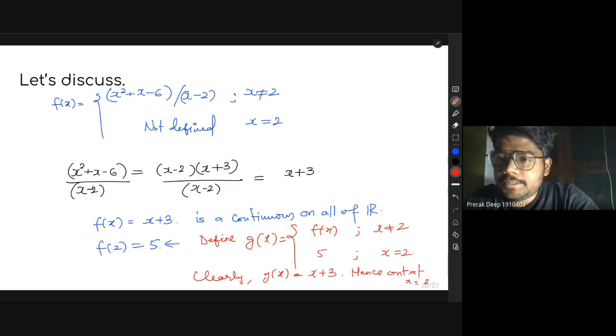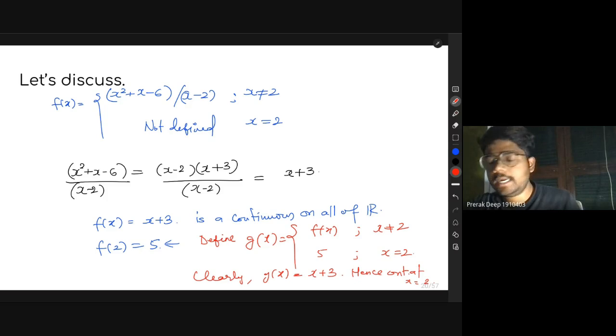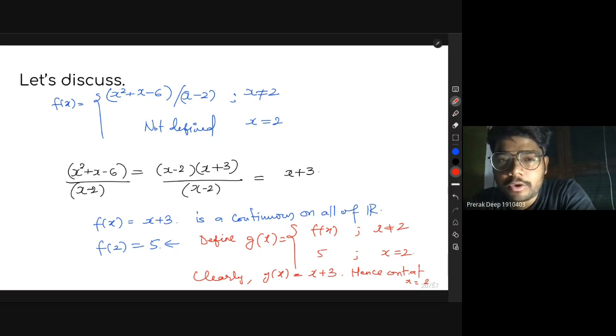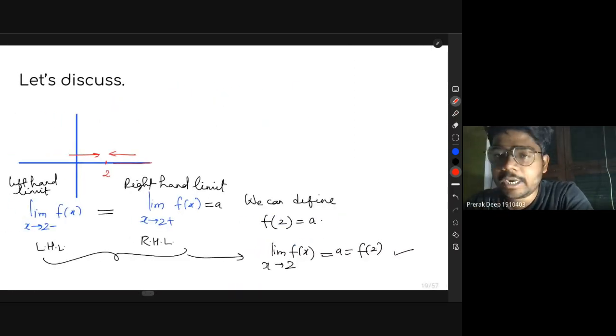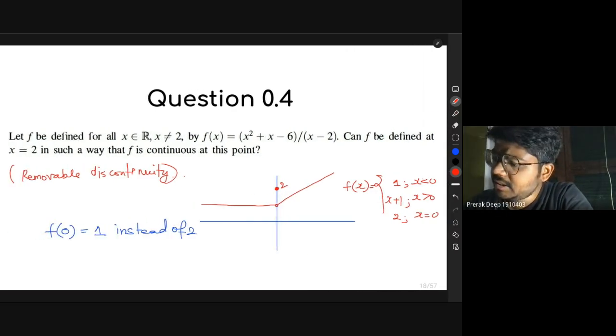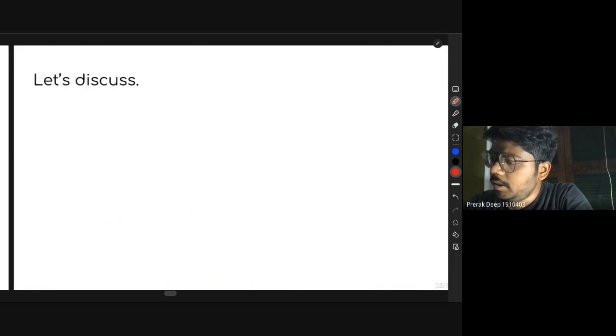Yeah, so I hope this is clear to all of you, and the argument also makes sense to you. This kind of discontinuity is called a removable discontinuity. You can remove the discontinuity from the function definition, and you can make your function continuous. Okay, so this is actually quite easy, and it doesn't require the LHL and RHL method. But this is also another way to make a function continuous at certain points. Okay, so this completes our discussion on question number 4. Any question?